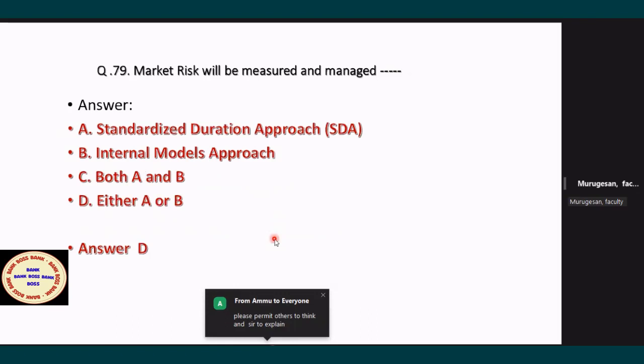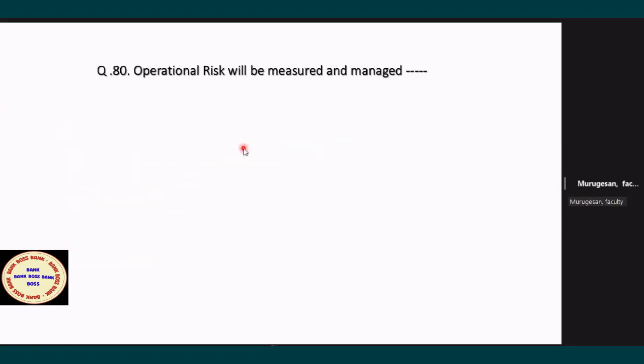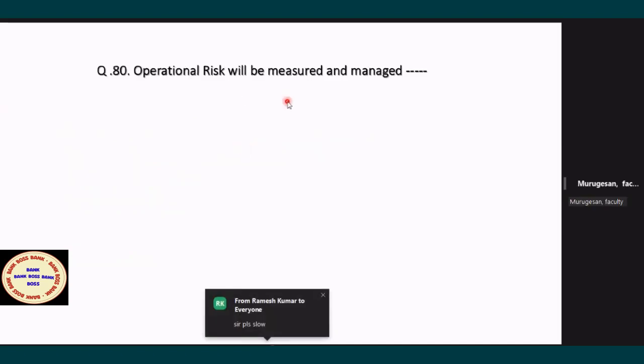Question 79, market risk, madam. Market risk will be managed mainly through the popular approach, the standardized duration approach. Now they are advocating the internal models approach also. So the correct answer is either A or B. That is, market risk has to be managed. Okay, thank you. Now question 80: operational risk, how will it be managed?